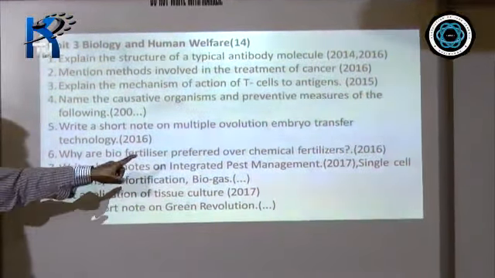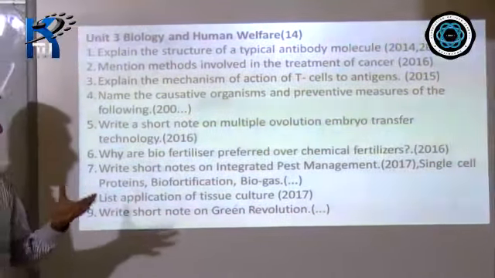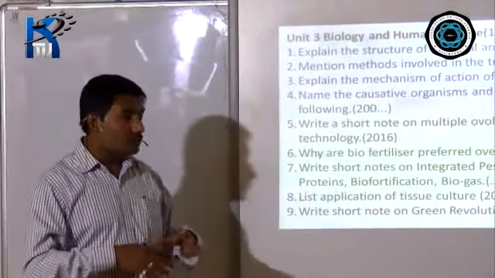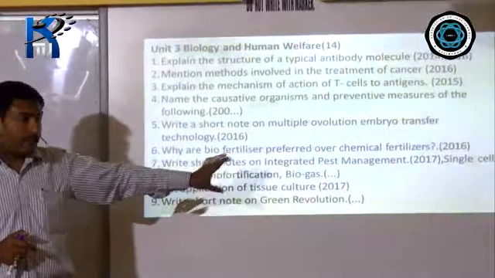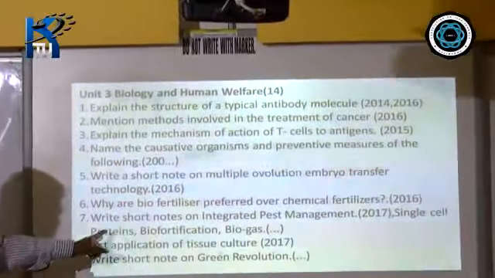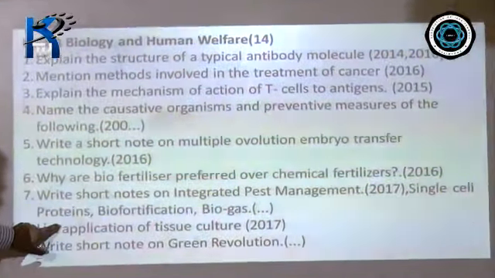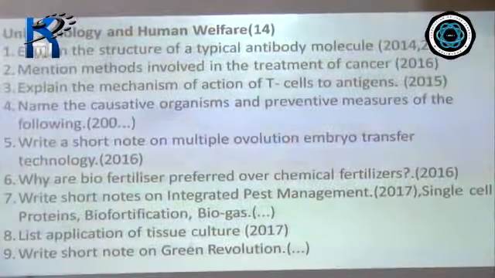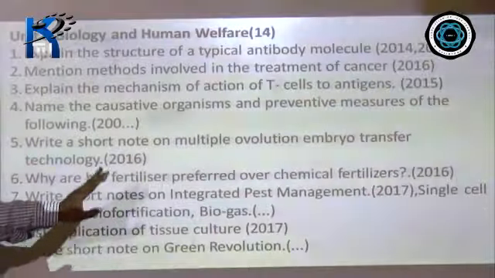Write a short note on integrated pest management. Pesticides may cause soil pollution, water pollution and air pollution, whatever pollution it causes. So the best way that comes up is integrated pest management. Short notes have also come on single cell protein, biofortification, biogas. So many such terms are there in this chapter which have very often come.